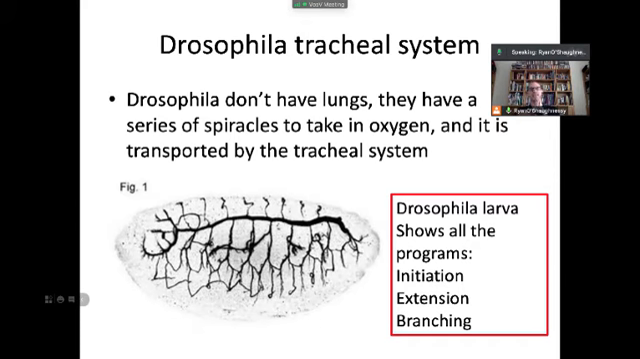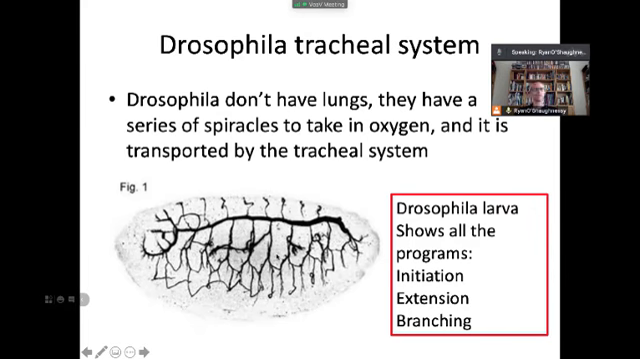And one of the classical models to look at this process of branching morphogenesis is the Drosophila tracheal system. So Drosophila don't have lungs. They have a series of spiracles, which are essentially holes in their outer body to take in oxygen. And it's transported then, the oxygen, through these spiracles by the tracheal system. And here in figure 1, we can see a stain for the whole of the tracheal system. And you can see here we have a major tube, and then we have all these branch tubes off of it.